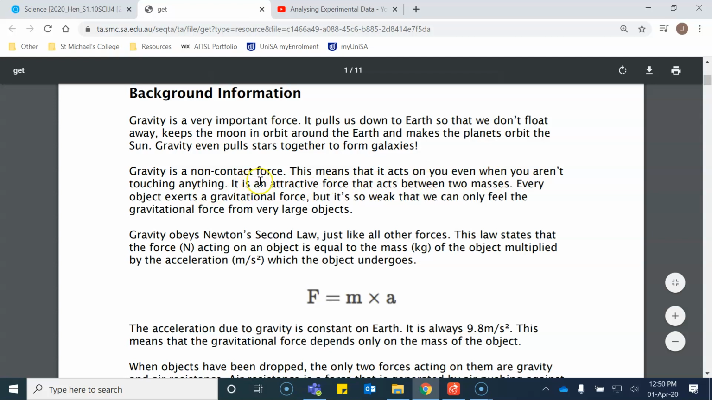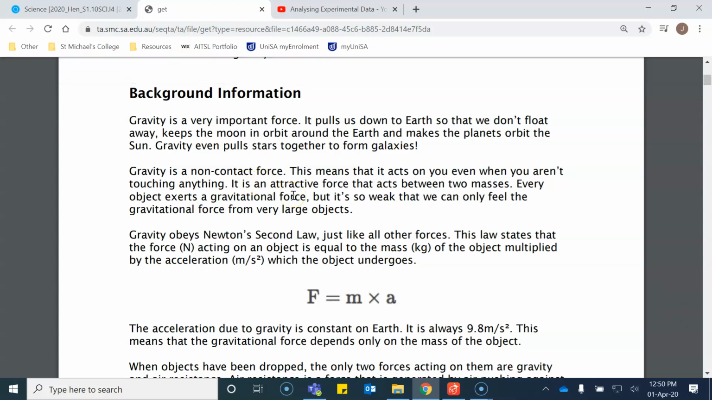Every object exerts a gravitational force, but it's so weak that you can't feel it. I think I said this last lesson to you guys: me and that bin over there, we're attracted to each other. That bin has a gravitational force towards me, and I've got a gravitational attractive force towards that bin. But that bin doesn't come flying towards me because the force is tiny. It's a really, really small force.